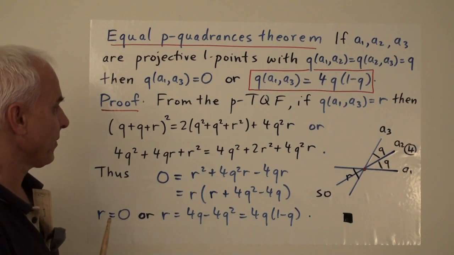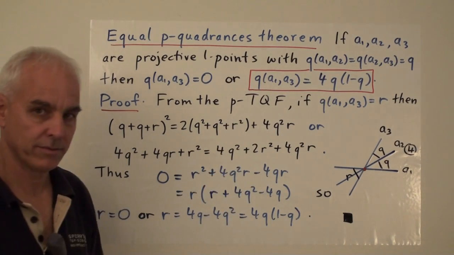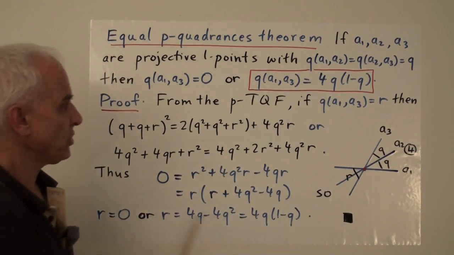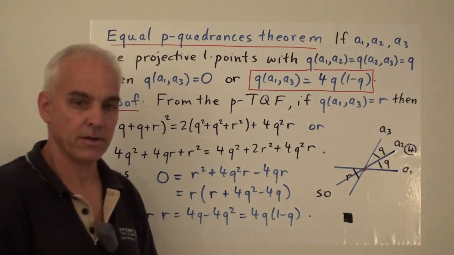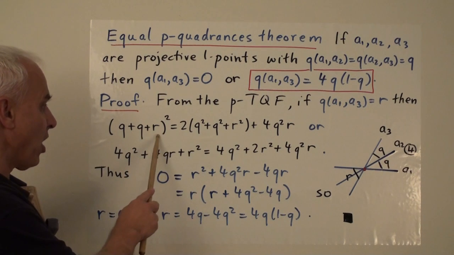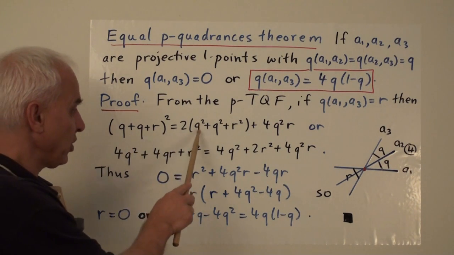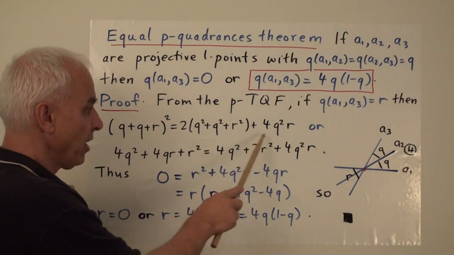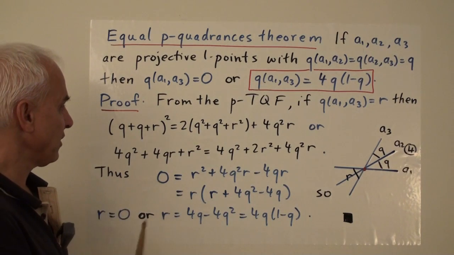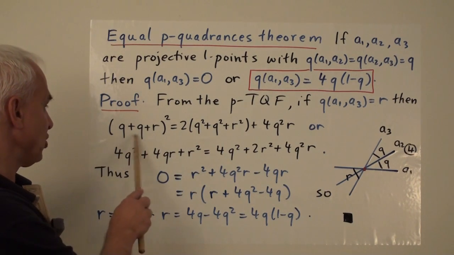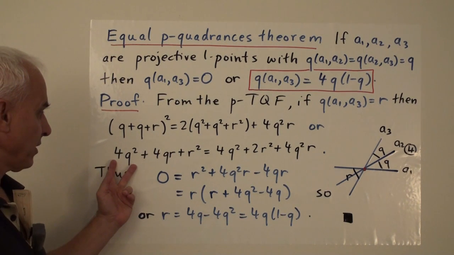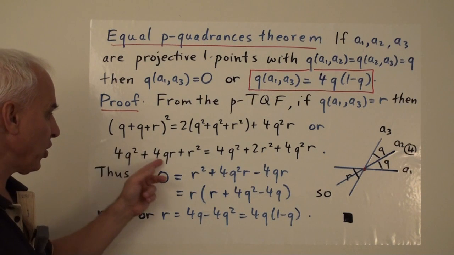Okay, so let's prove this. We're going to use the projective triple quad formula. Let's let this quadrance be equal to R so that everything has a short form. So we have two quadrances as Q and one quadrance as R. So let's just plug those into the triple quad formula. There's Q plus Q plus R all squared equals 2 times Q squared plus Q squared plus R squared plus 4 times the product, which will be Q squared times R. What can we deduce from that? Well, we expand things out. Here this is 2Q plus R all squared. The square of the first term is 4Q squared. Twice the product will be 4Q times R.